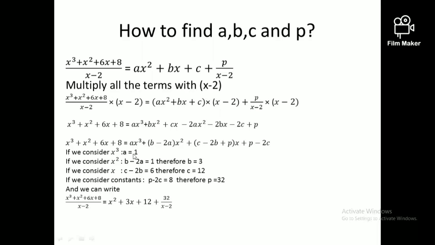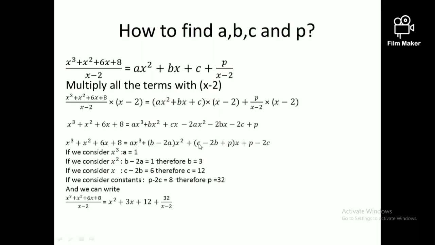Now, I know a value is 1. Therefore, b minus 2 into 1 is 2, equals 1. Minus 2 brought to the other side is plus 2. That is b equals 3. So, you have to work it out by yourself and see whether you can reach these answers, right? Then we'll consider the x terms. What is the number over here? 6. Therefore, you can write 6 equals the number over here.